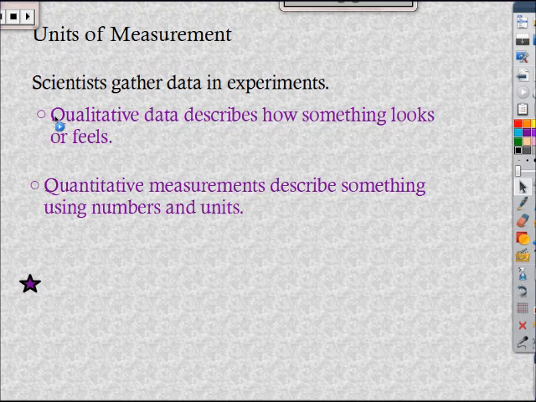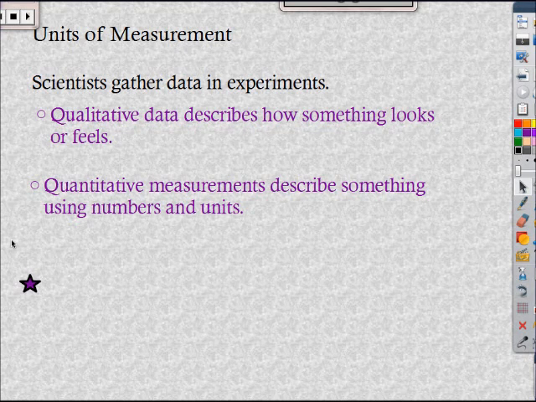Sometimes we have data which is called quantitative. This is measuring something in numbers. I used 5.0 grams. The material gave off something. And those are the two types of data we're going to use.